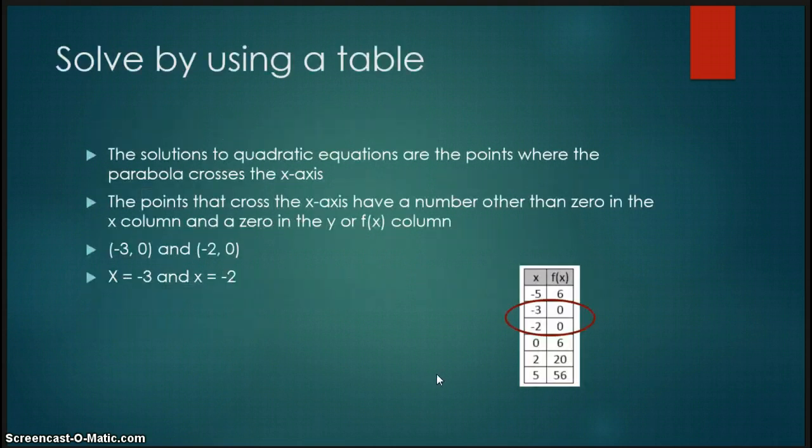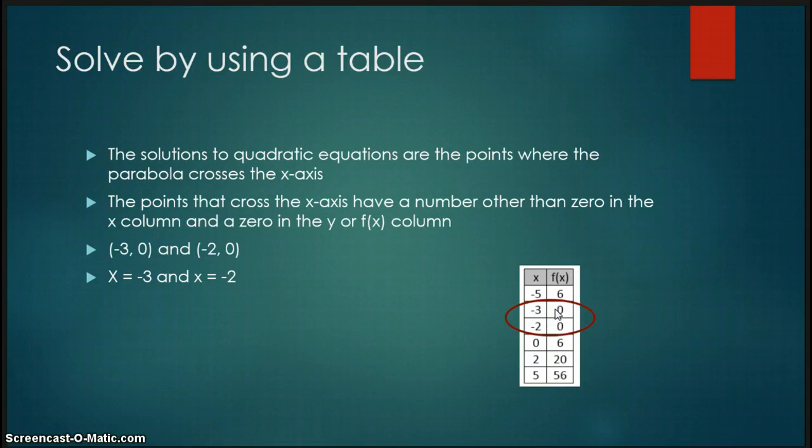In the best case scenario, you're given a table and you're asked to find the solutions to a quadratic equation, and then what you're looking for is a 0 in the y column or f of x column and a numeric value in the x column. The key is always the 0 in the y. You can have any number in the x column, even another 0, but it's the y that tells you that this is an intercept of the x-axis.